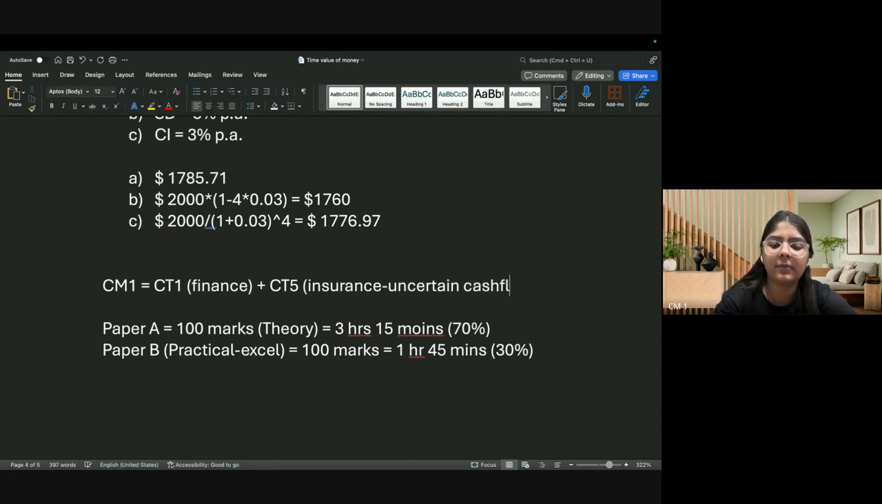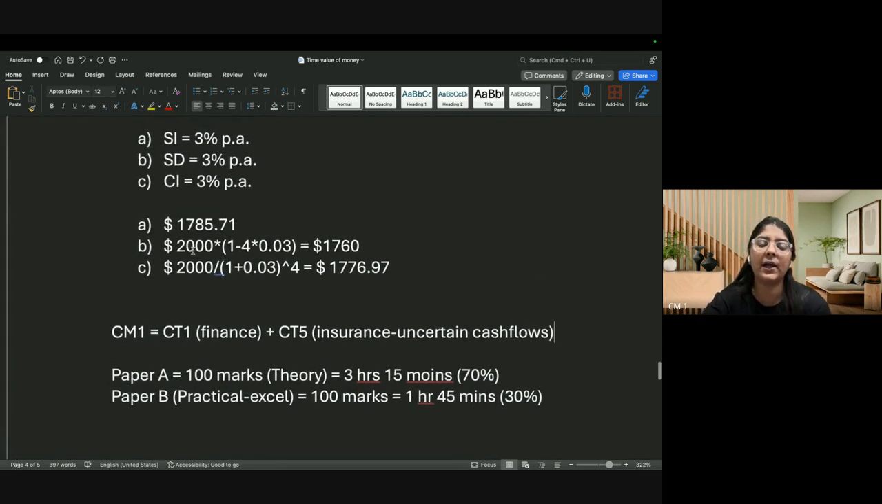Uncertain cash flows. So basically, what will happen in such a scenario: here in CT1, we are discussing that I have taken a loan and I will pay back to you in 5 years. When you come to CT5, everything will have a contingency, which means a probability associated with it.